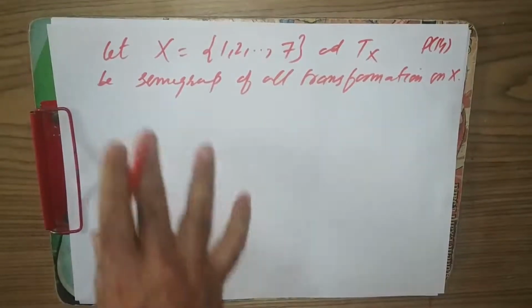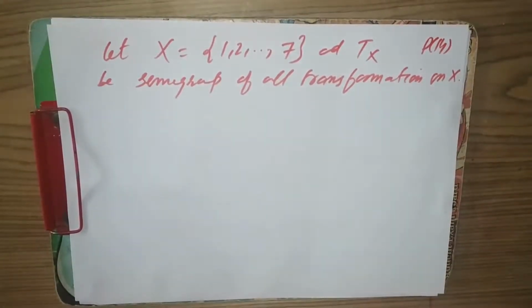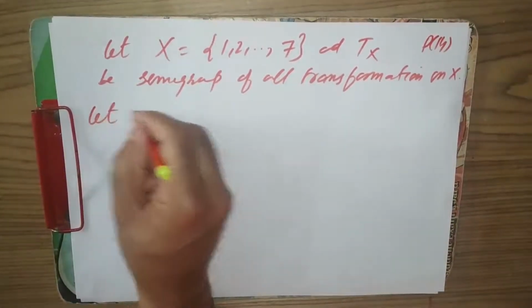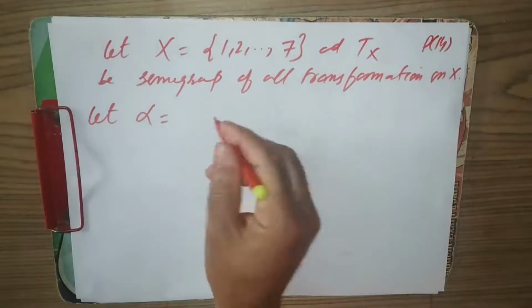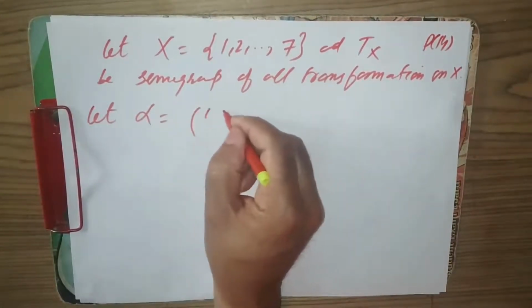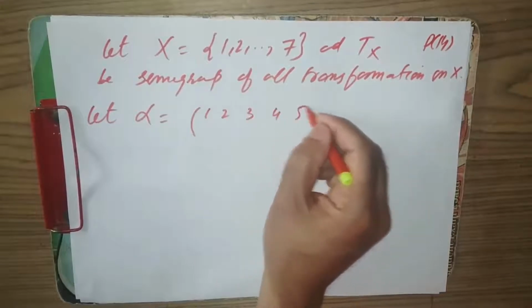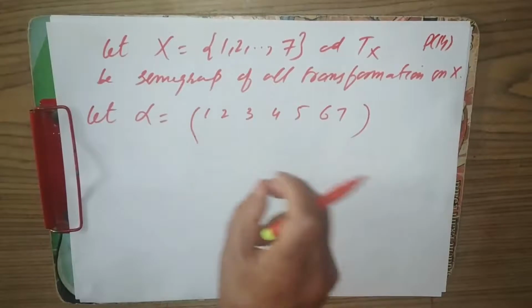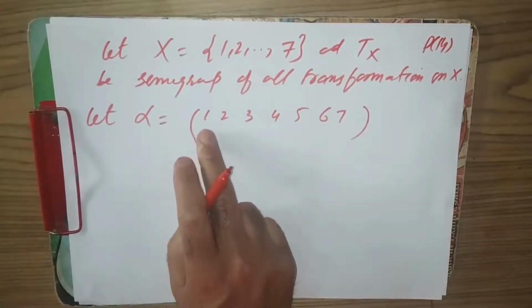So let's choose an element in this, and then we find the monogenic semigroup generated by that element. Let alpha be a map. We write each map in two-row notation, okay? So we take 1, 2, 3, 4, 5, 6, 7. Then in the second row, the elements are the images of the elements of the first row.